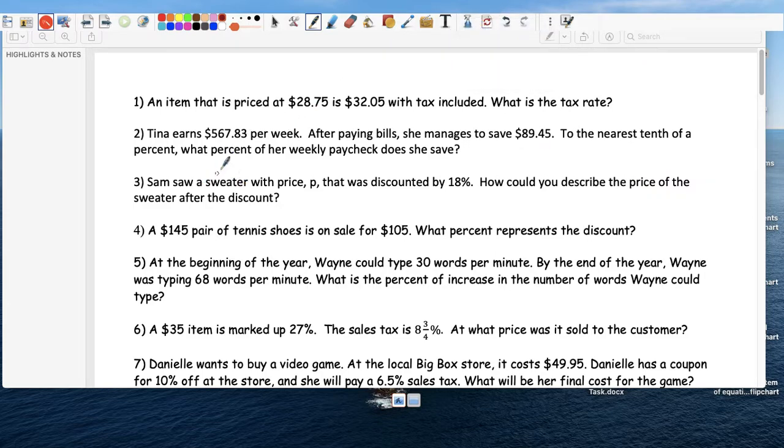Sam saw a sweater with price P. So the price of the sweater is P. We don't know the value, so I'm writing P. And it was discounted by 18%. How could you describe the price of the sweater after the discount?